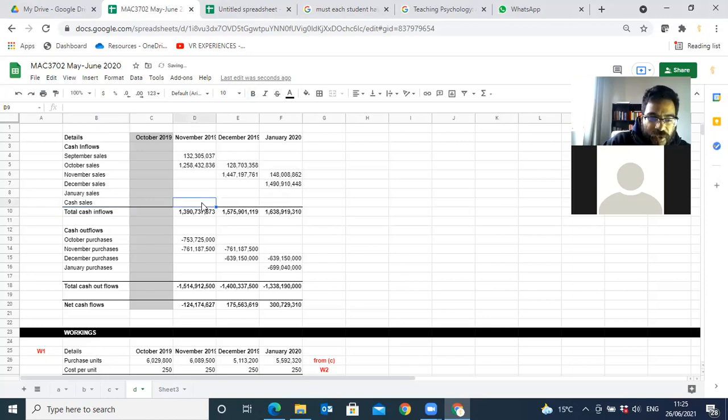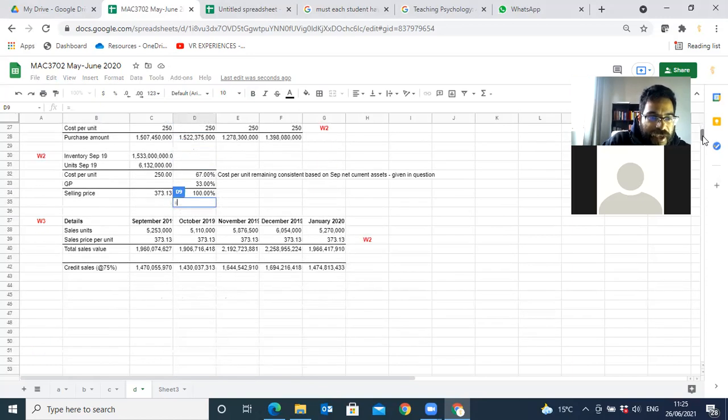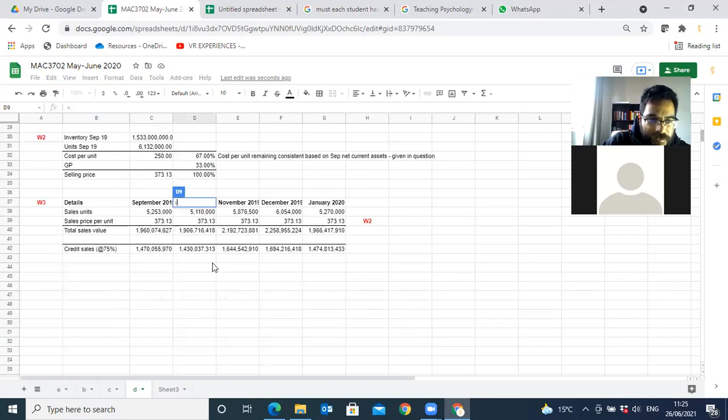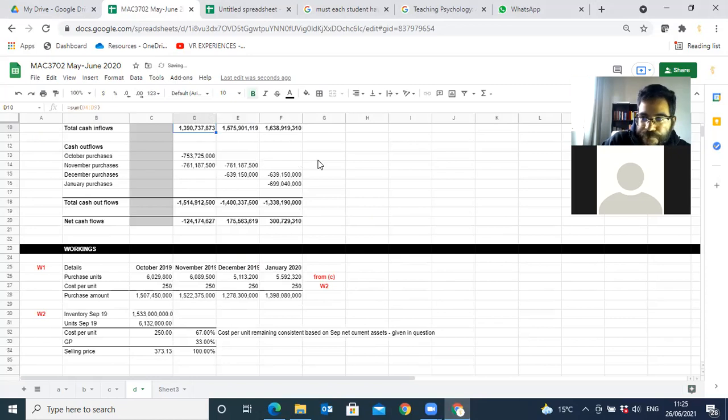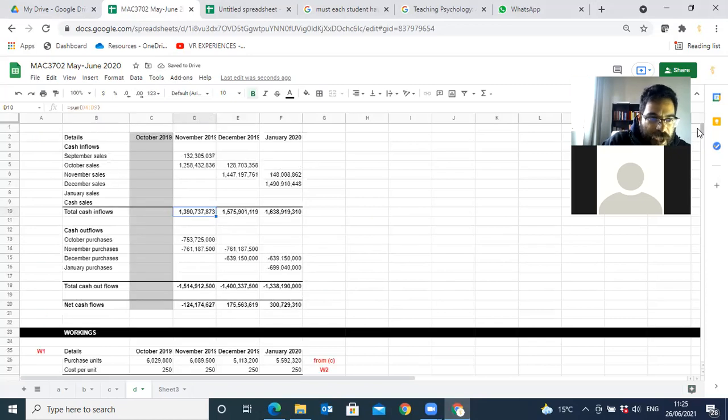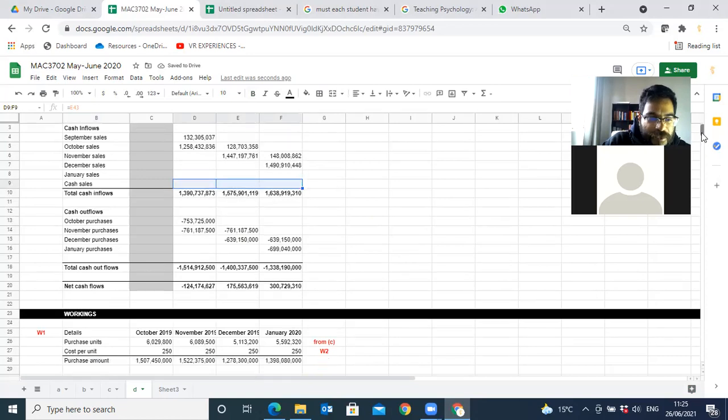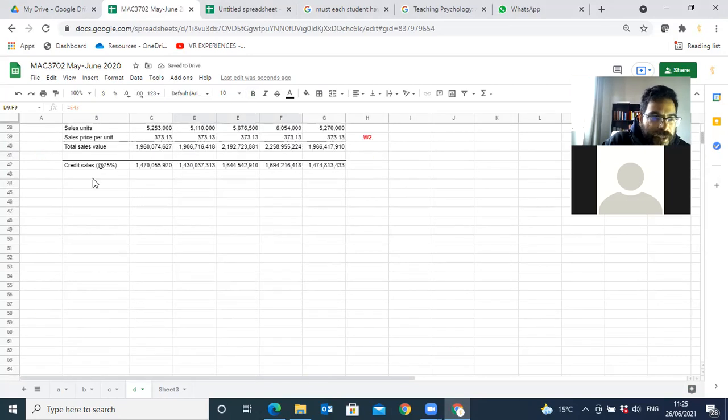Okay, so this is going to equal to cash sales that happen in the month. So November's cash sales will happen in November. December's cash sales will happen in December. And January's cash sales will happen in January. Credit sales, cash sales.